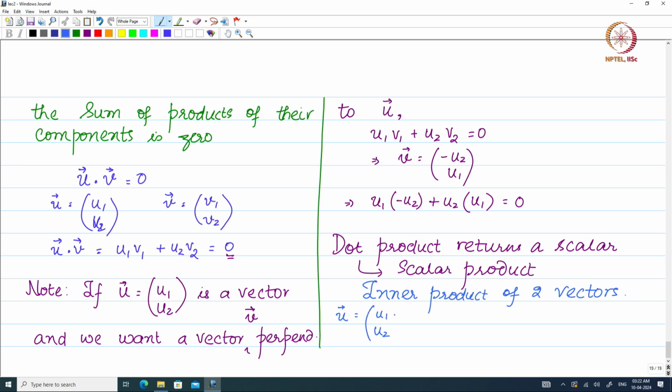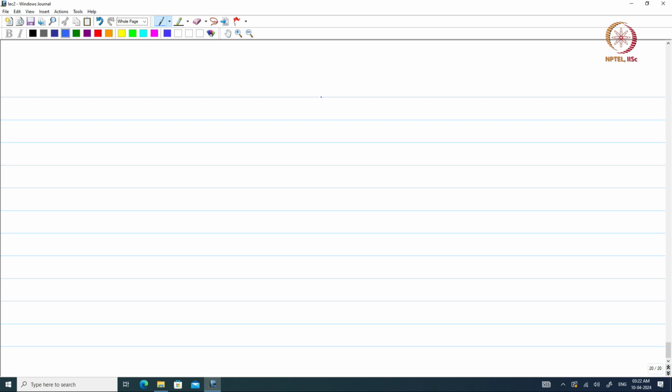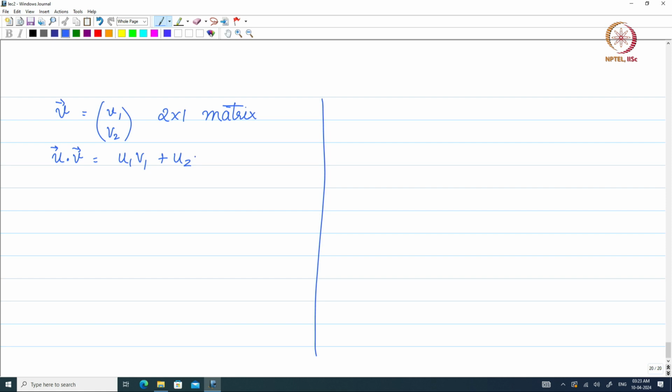So, if you see in the matrix form, you have this vector u basically, which is a 2 component vector, or I will call this a 2 column, it is basically a 2 by 1 matrix, and v is also a 2 by 1 matrix, v1 v2. So, what we want is u dot v, which is basically given by u1 v1 plus u2 v2.